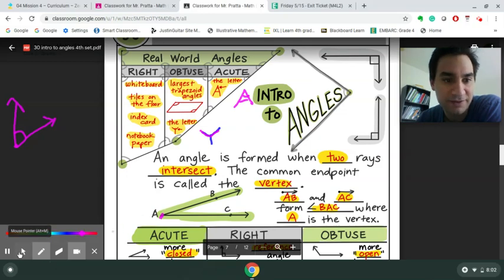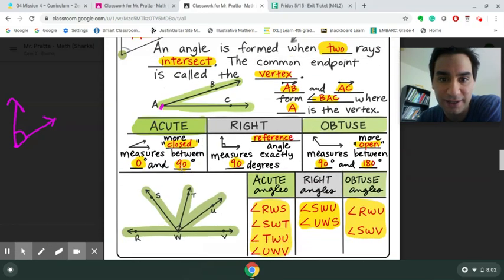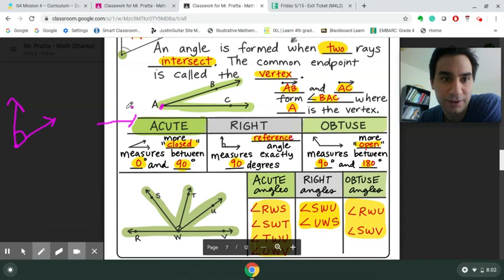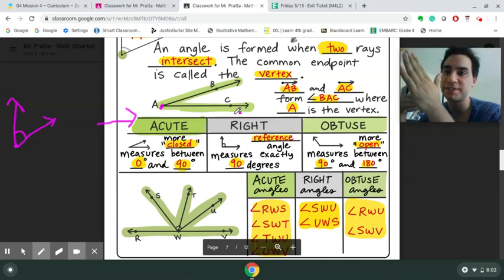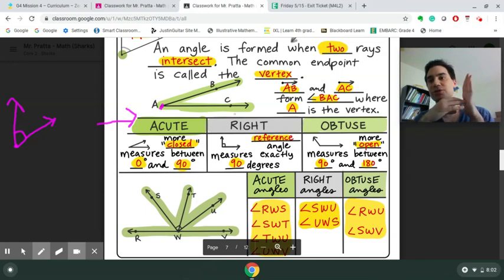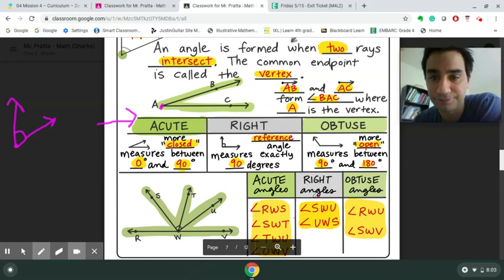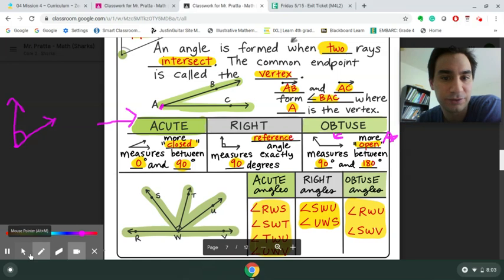We have some names for our rays, but more importantly down here, we know acute. These are the definitions you're going to want to use. Acute, more closed, the measurement is always between 0 and 90 degrees. A right angle is called a reference angle because you can tell if angles are obtuse or acute based on that. If it's wider, it's obtuse. If it's more narrow or smaller, it would be acute. Right angles are always 90 degrees. Obtuse angles are more open, just like this one right here. They measure between 90 and 180 degrees.